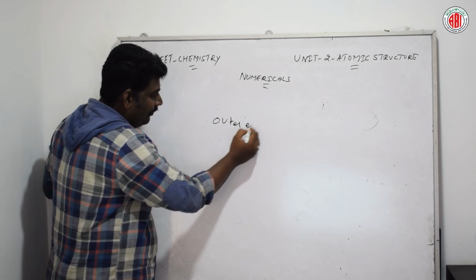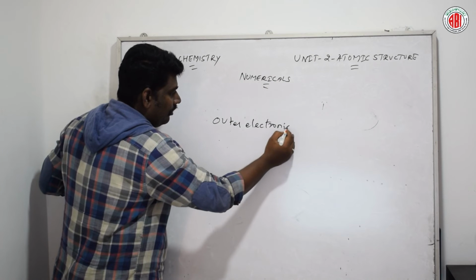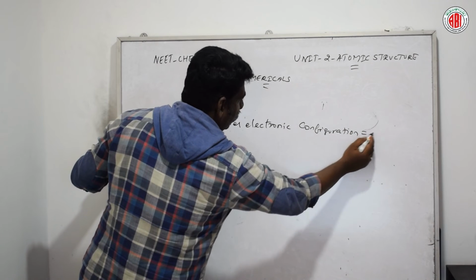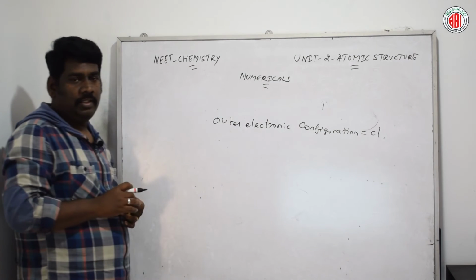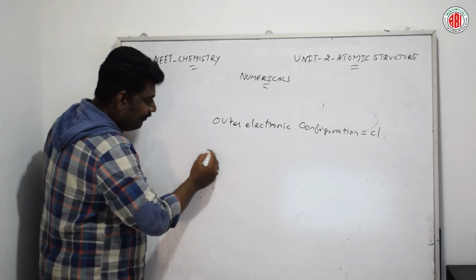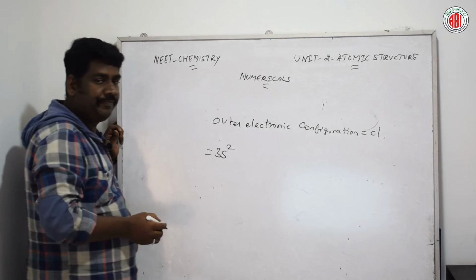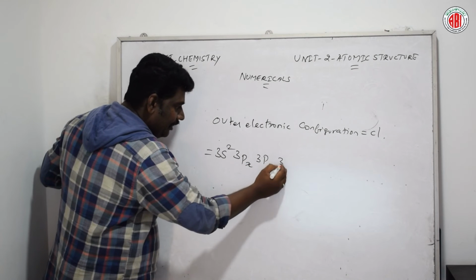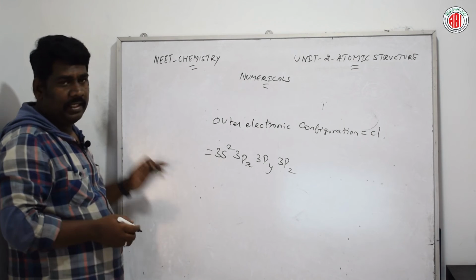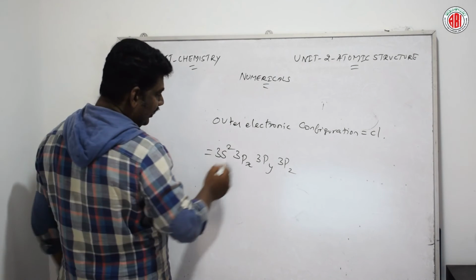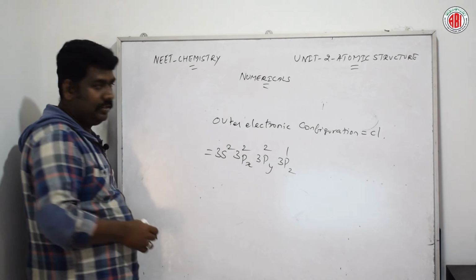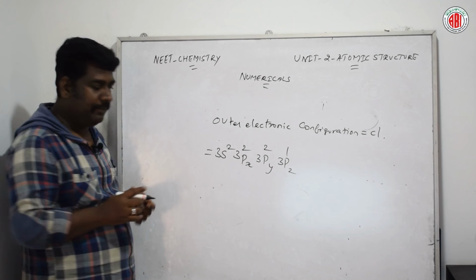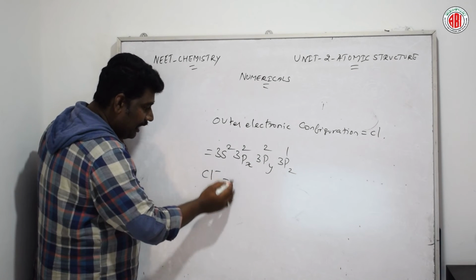Outer electronic configuration for chlorine. Okay, so that is 3s2, 3px, 3py and 3pz. Okay, let us fill the number of electrons here: 2, 2, 1. Okay, so now the outer electronic configuration of Cl minus, the chlorine ion.